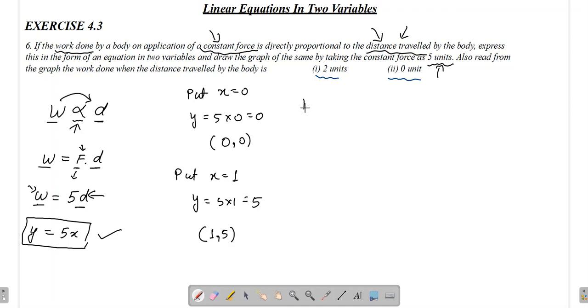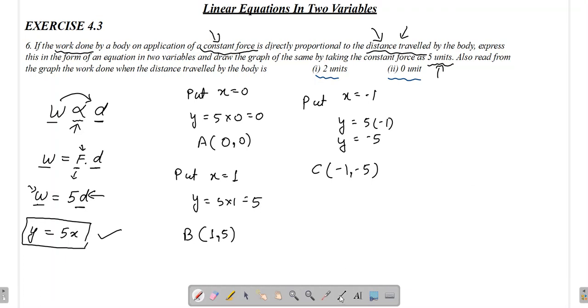Now if I'll put X as -1, then it gives Y is equal to 5 multiplied by -1 is equal to -5. So the next solution is -1 comma -5. So this is point A, this is point B, this is point C.